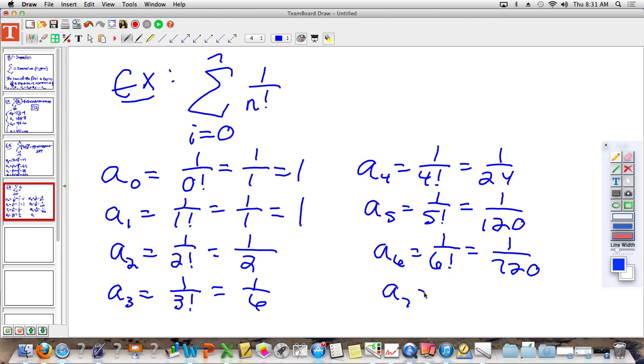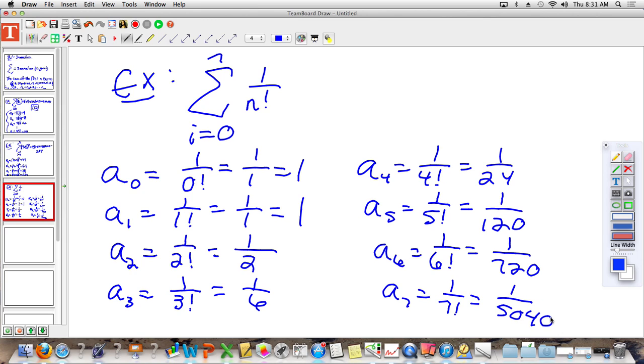The seventh term is 1 over 7 factorial, which is 1 over, take the 720, the previous denominator, and multiply it by 7. What do you get? 5,040. 5,040. Thank you.